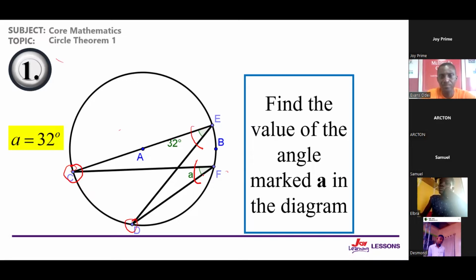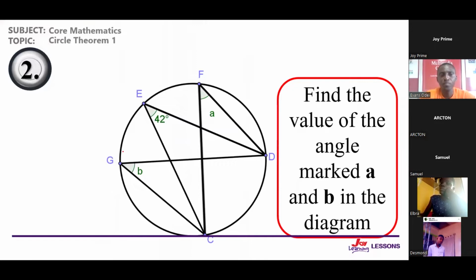What of this? Find the value of the angles marked A and B in the diagram. Can you see that? So look at where they are all coming from. All right, so the angle marked A is 42, right? Good. And the B also is 42. That's beautiful. Okay.